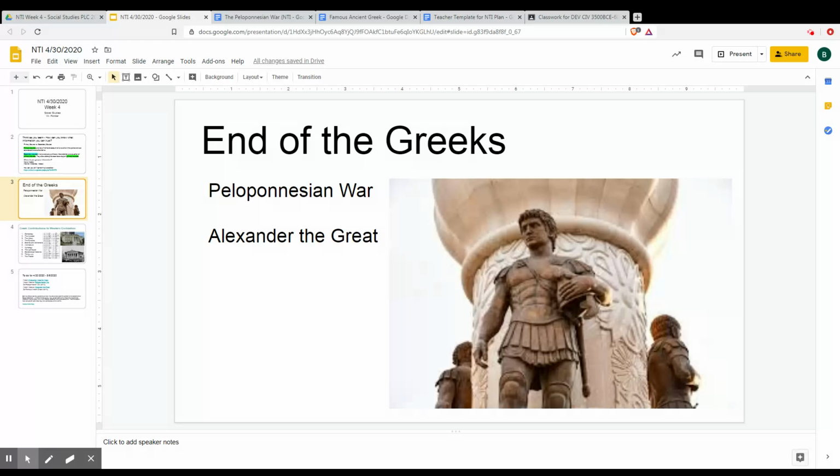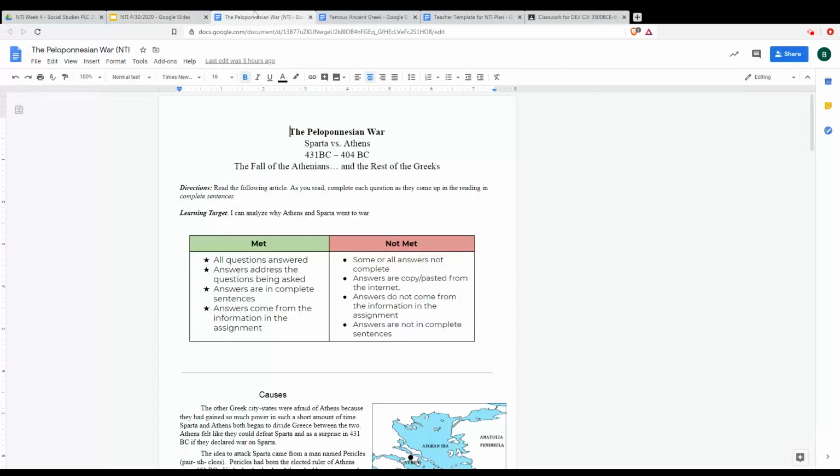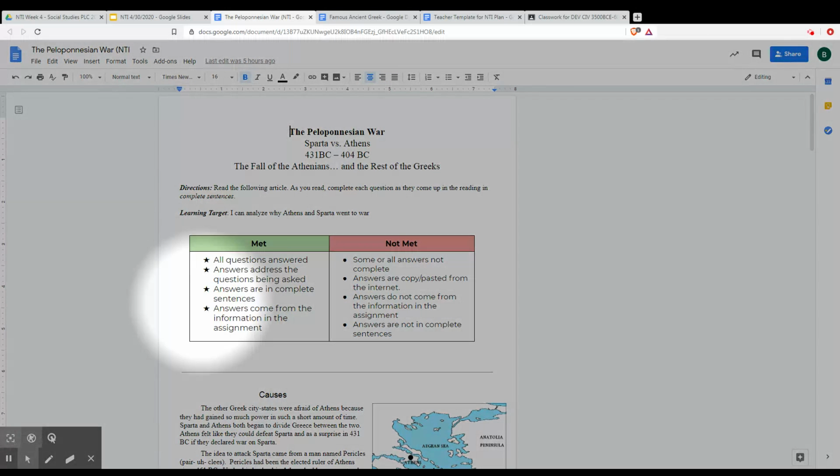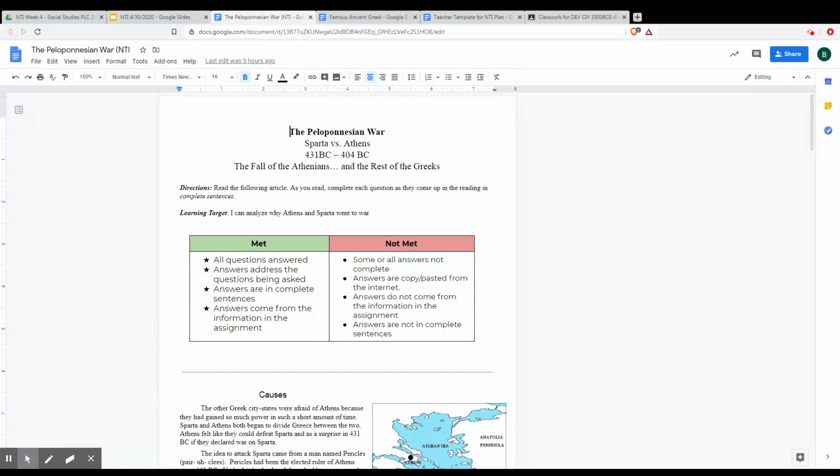So the first assignment you have is over the Peloponnesian War. That was a war between Sparta versus Athens, from 431 to 404, and you have this assignment to work on. So you're going to read these directions, which simply state to read the article and then answer the questions. And the learning target is being able to analyze why Athens and Sparta went to war.